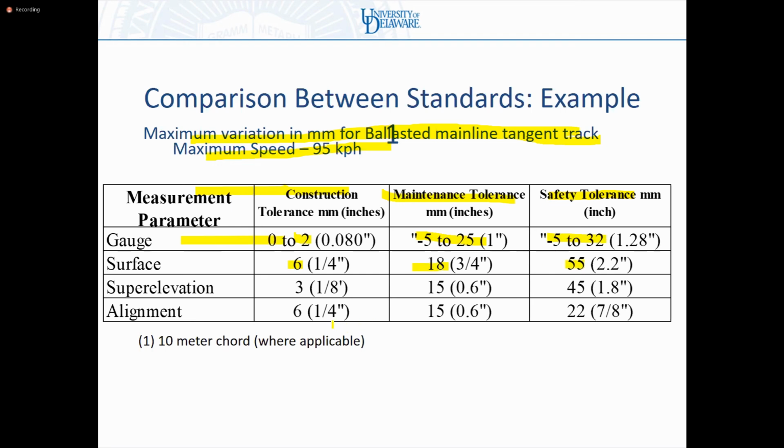Alignment, it's not such a big gap. Alignment is the same 6 millimeters for construction. Maintenance is around 15, but safety is 22. That's because from a safety point of view, alignment is generally more dangerous than surface. So I'm more worried about alignment. So I have tighter tolerances for alignment than surface. Most standards have been developed based on track train dynamic behavior.